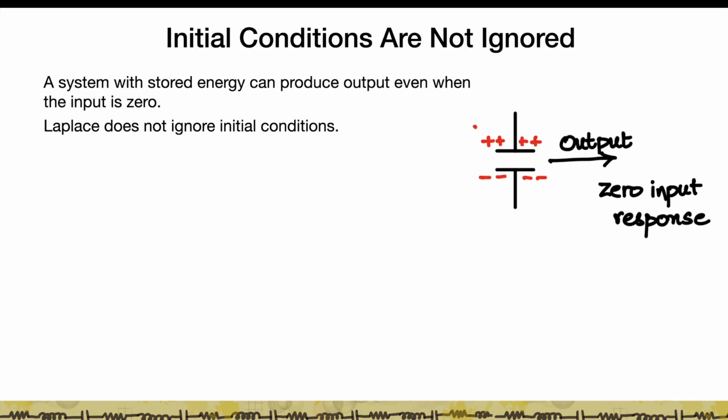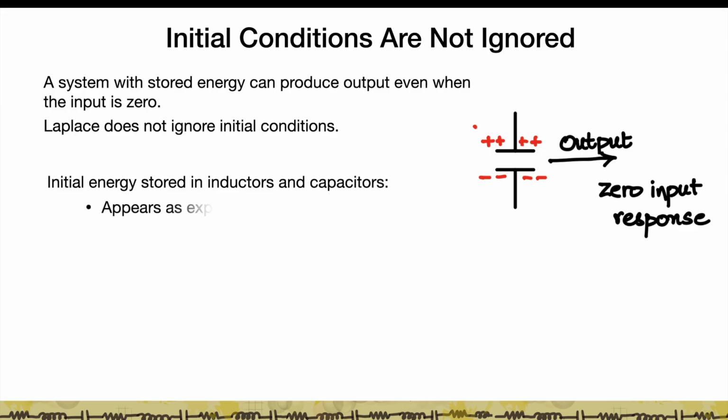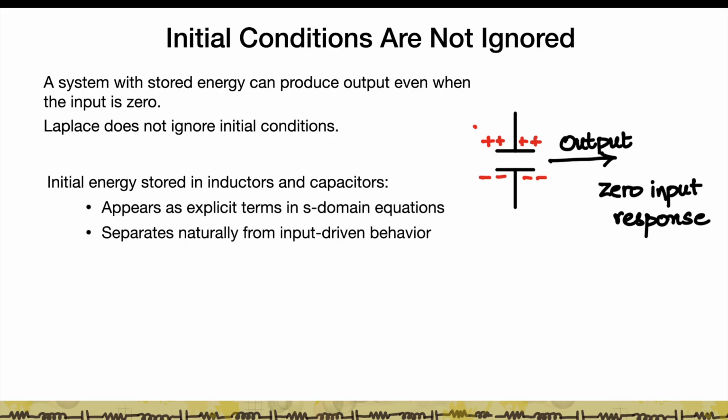A charged capacitor can produce output even when the input is zero. This is called a zero input response. Engineers sometimes ignore initial conditions deliberately when defining transfer functions. This is a modeling choice, not a mathematical limitation.